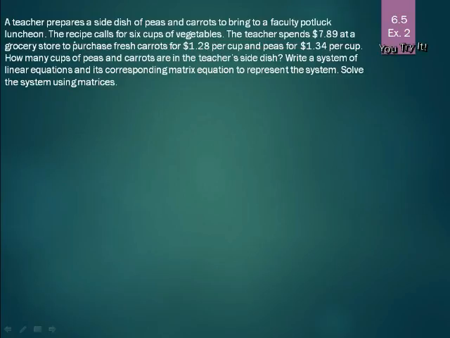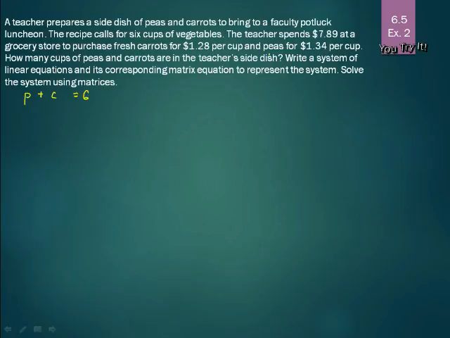So the first thing it says is that the recipe called for 6 cups of vegetables. And so we know that 6 would be the total number of cups of carrots and cups of peas. And so if we called P the number of cups of peas and C the number of cups of carrots, then those added should give us 6.